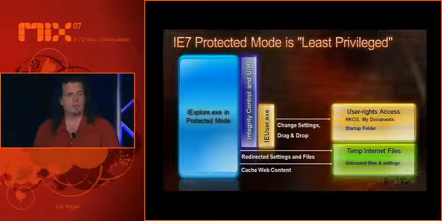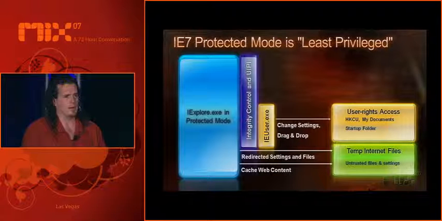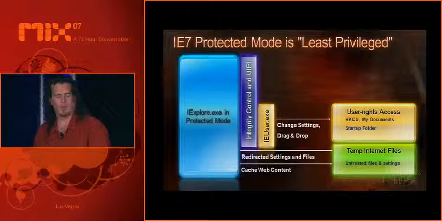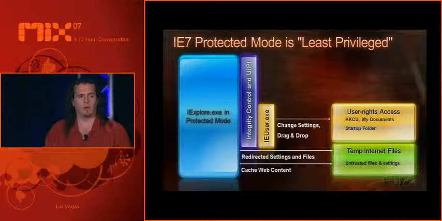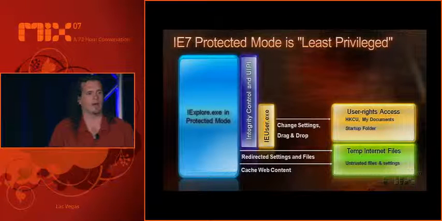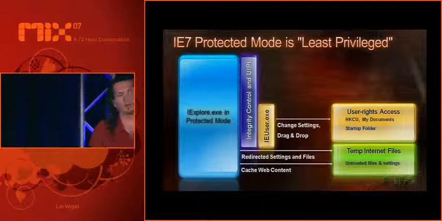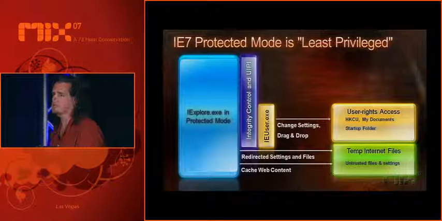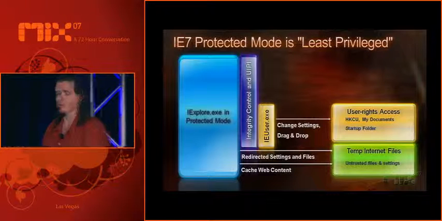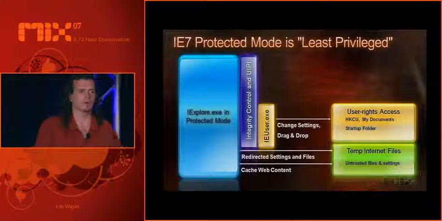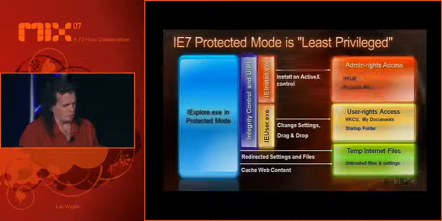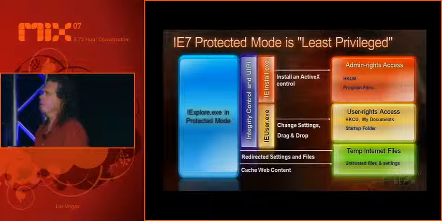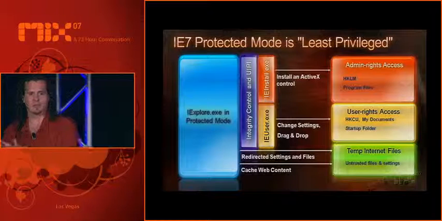But if you want to change settings, do drag and drop, save something to My Documents, we actually have to go through the integrity control and UIPI to do this. We have to go ask a different process to do that writing for us because we don't have the ability to write out to the disk in that way. We don't have the rights to it, even as a normal user. We're running in least privileged mode, not your normal user privilege mode. And of course, if you want to install an ActiveX control, you need administrative rights. That's yet another process that has to broker that.